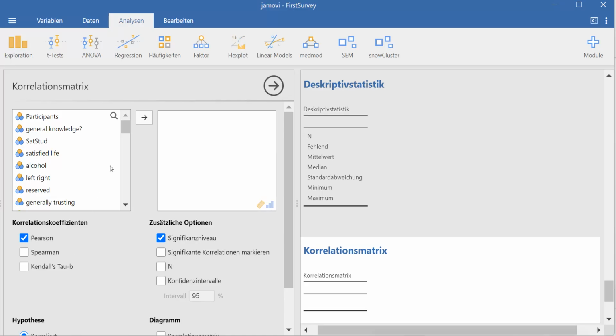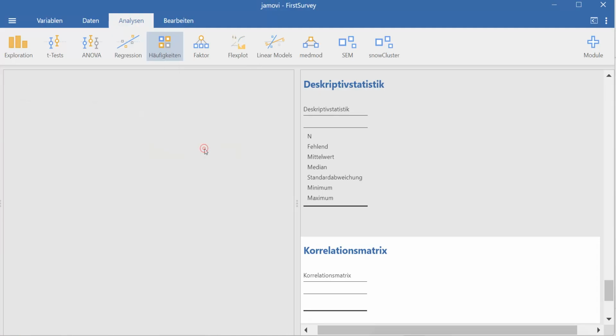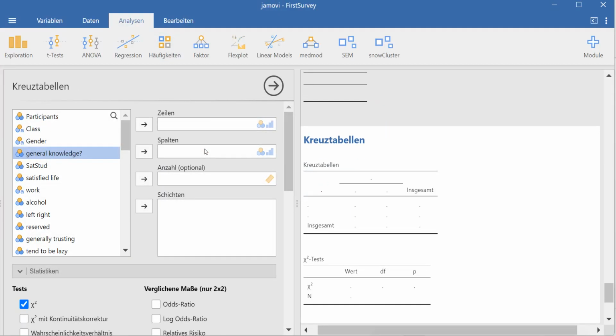And we have created cross tables and tested the differences in cross tables for significance with the chi-square test, that we need to apply when we, for example, evaluate the relationship between 2 times nominal or nominal and ordinal scaled variables.